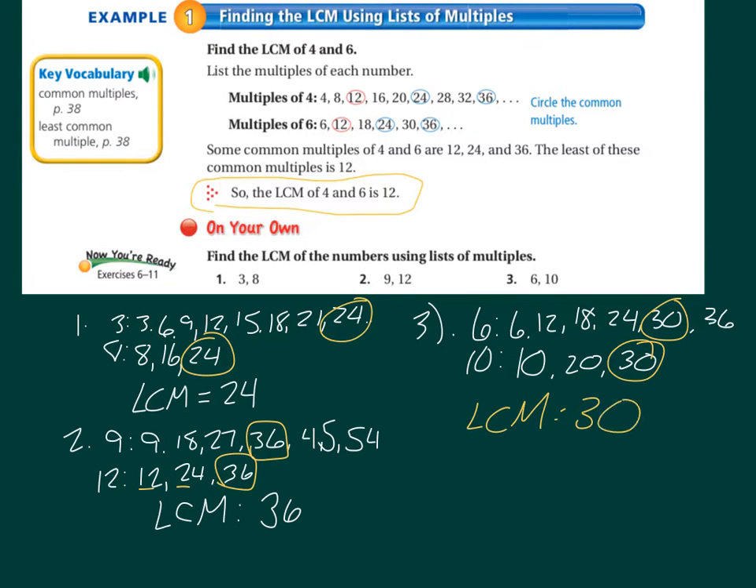So again, make sure you got those answers. If you didn't, pause it real quick right here. I'll come check your work and we can see where we went wrong.